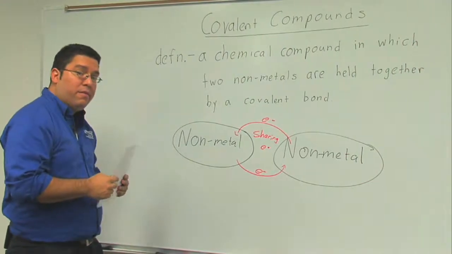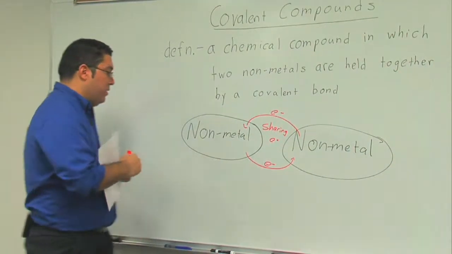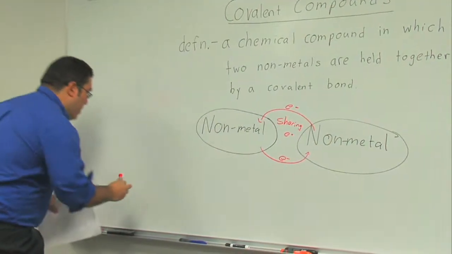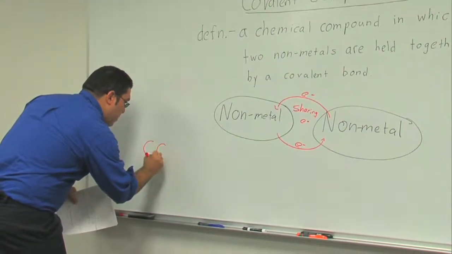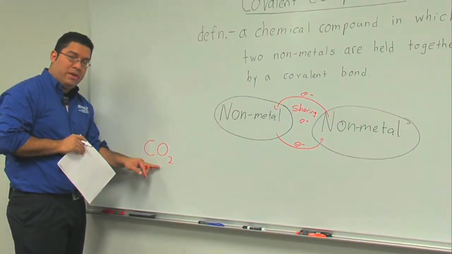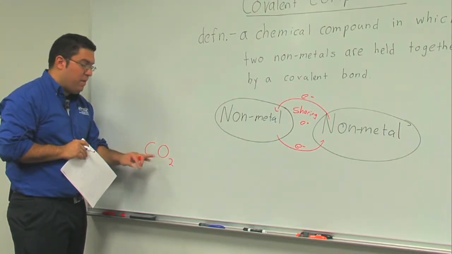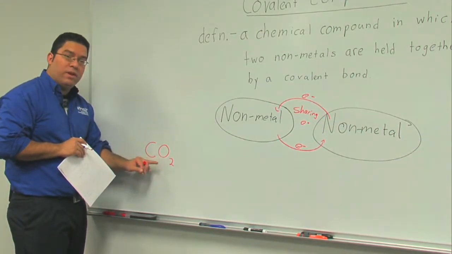Why don't we take a look at a few typical examples of what type of compounds are covalent. Here we have CO2, carbon dioxide. Carbon is a nonmetal, oxygen is a nonmetal, so sure enough, this is most definitely a covalent compound.